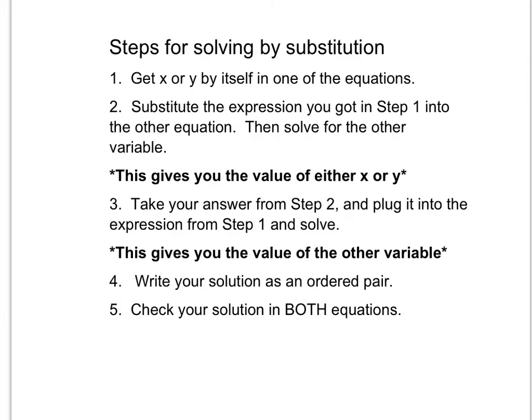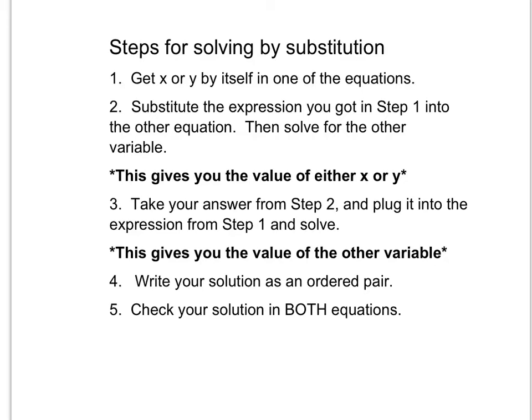Here's all your steps here. Step 1 is, first of all, remember you're going to have two equations. Step 1 is to pick one of the equations and get x or y by itself. So you pick one of the two equations, doesn't matter which one, and get x or y by itself. Usually you want to pick the one that is going to be easiest, to get one of the variables by itself. It's going to take the least amount of work.